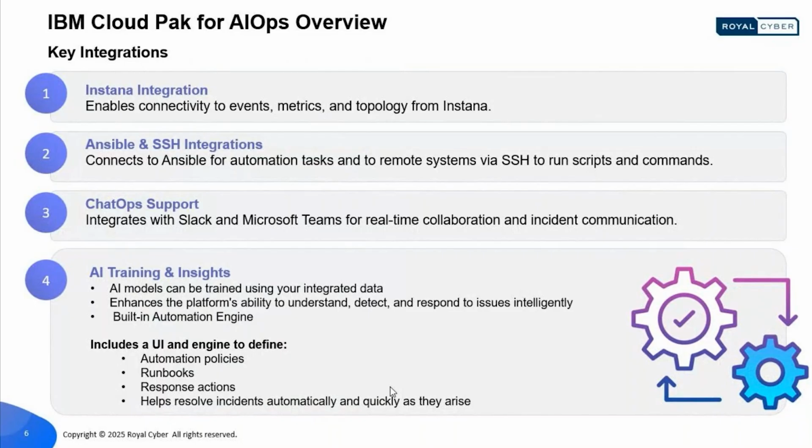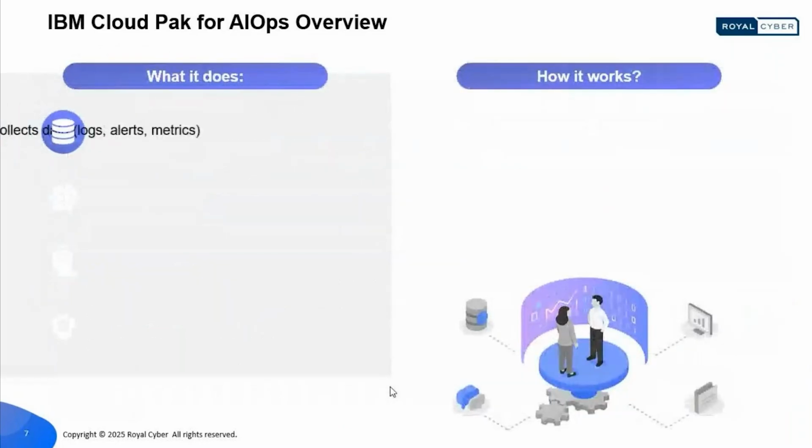There is AI training, and AI models can be trained using your integrated data, enhancing the platform's ability to understand, detect, and respond to issues intelligently. Build an automation engine. So these are included as a user interface and engine to define your policies, write your runbooks, and set response actions based on the issues, to help resolve incidents automatically and quickly as they arrive. So it means this is an automation tool. It can take care of all your issues itself if you have written the runbook for those.